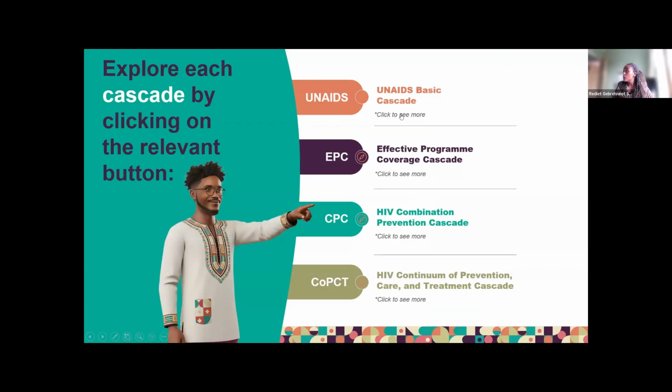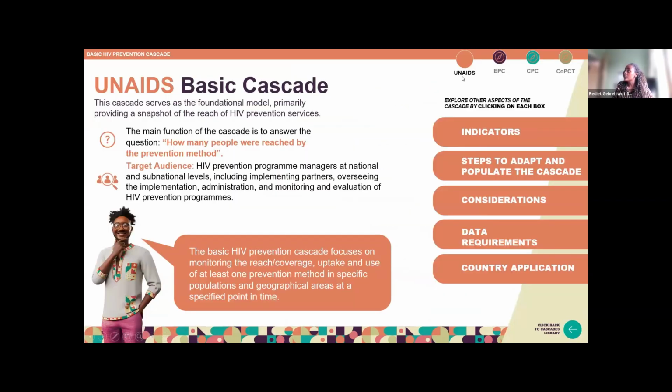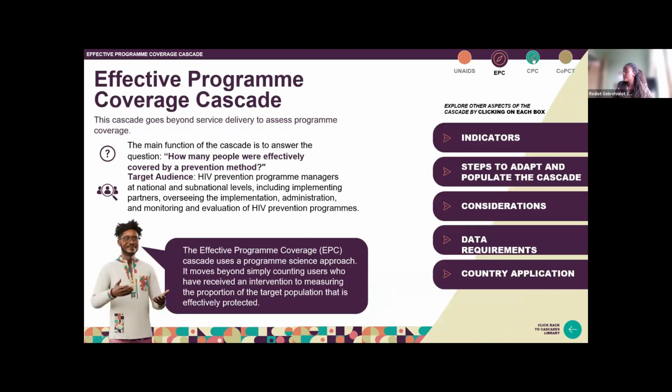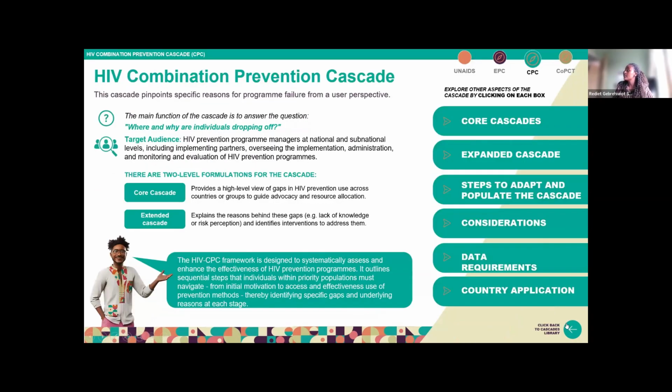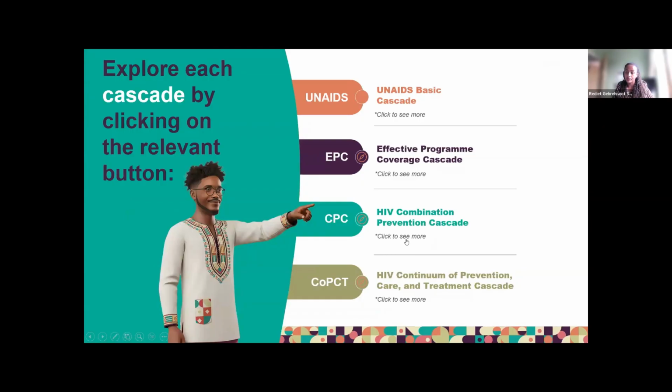So if you go to one cascade, you'll notice 4 different buttons at the top. This allows you to explore the different cascades in more details. And if you're exploring one cascade and you'd like to see another cascade, you can just simply go through these buttons in your top right corner to simply jump from one to the next. And at the bottom here, you'll see a button that takes you back to the main cascade library. And then you can choose another cascade to explore.